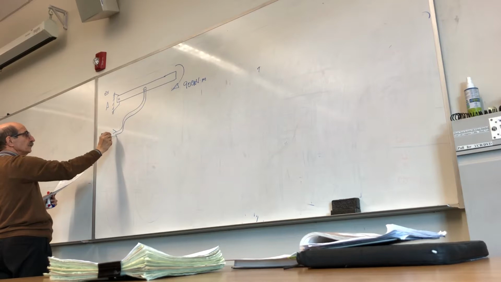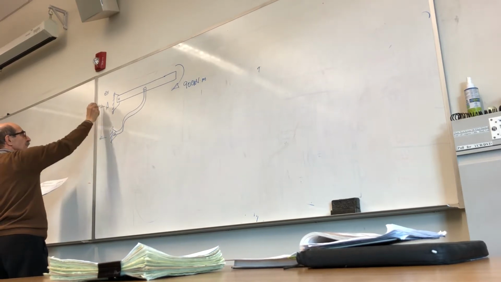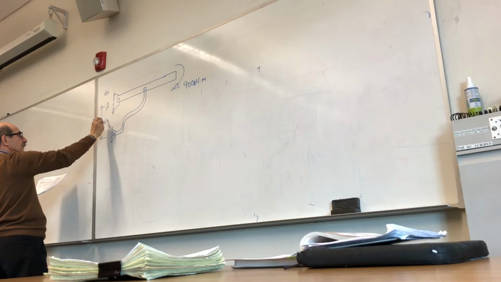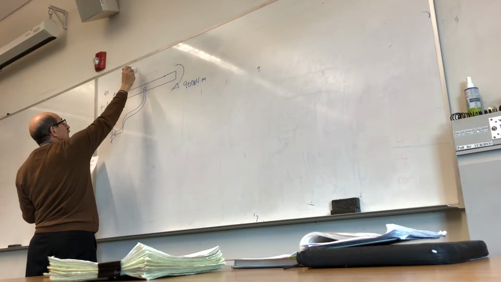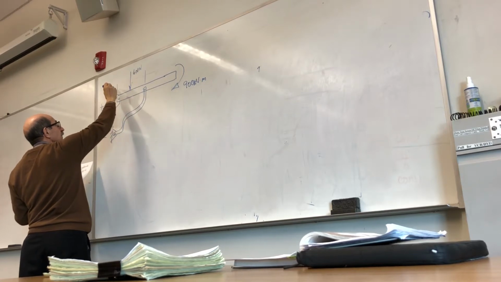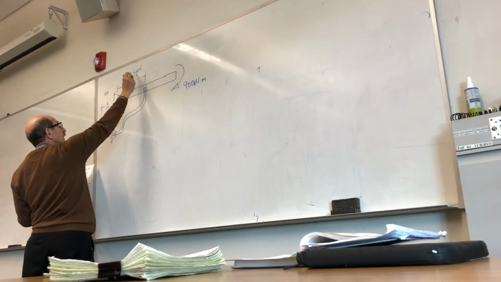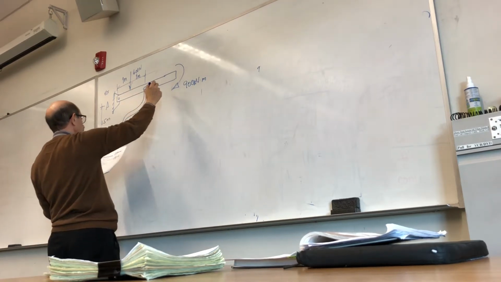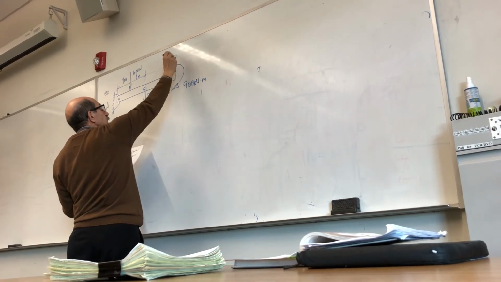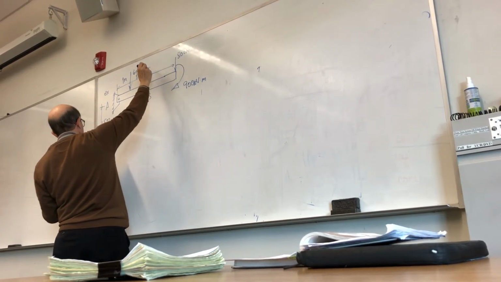Is supporting this structure. This distance is 1.5 meters. You have a force of 600 Newton acting on this beam in that location, 1 meter from this end, 1 meter to this pin. This is B, and then another 800 Newton force acting at the tip of this beam, and this is 2 meters.